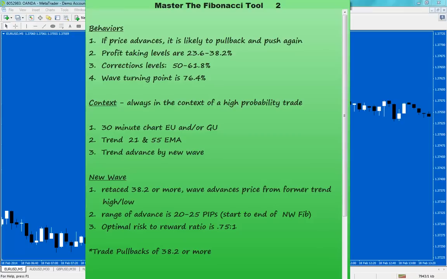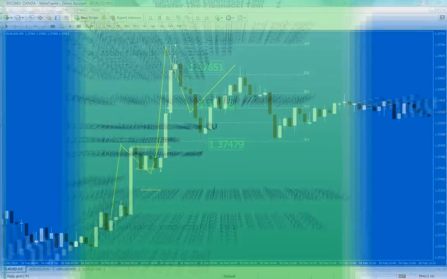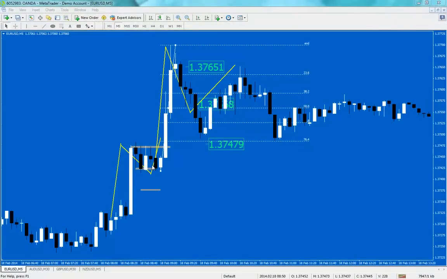Now I'm going to share just a couple more things with you here. I told you there were a number of parts that went into a high probability trade. I did mention risk to reward ratio. Range of advance is important. And so range of advance is 20 to 25 pips from the start to the end of the new wave Fibonacci. Okay, so let's move this out of our way. So what we're talking about here is price not only advancing the trend, not just that it has not retraced 38.2.